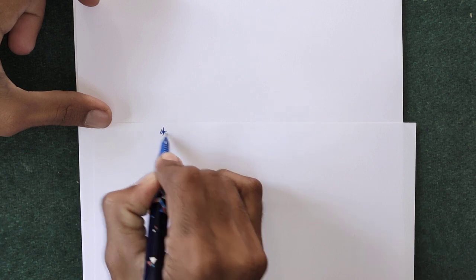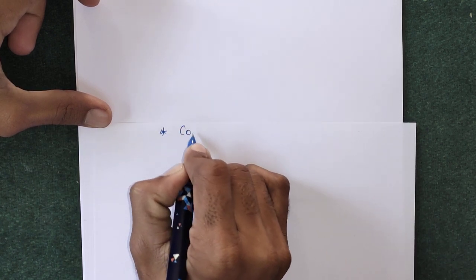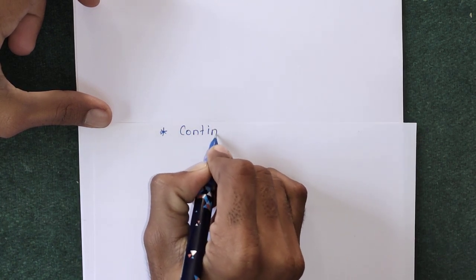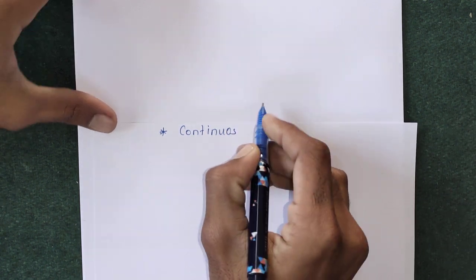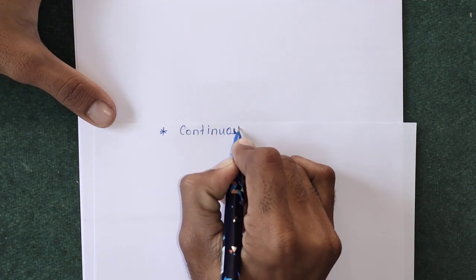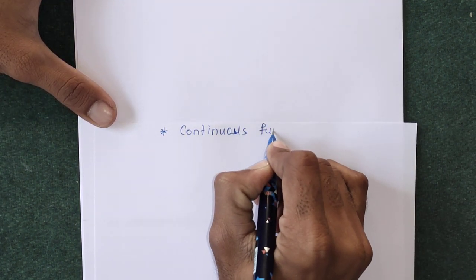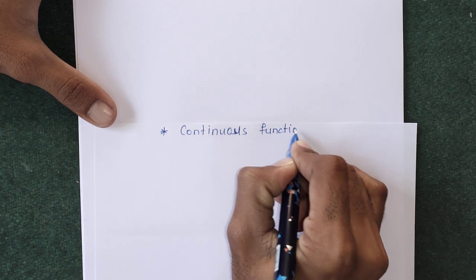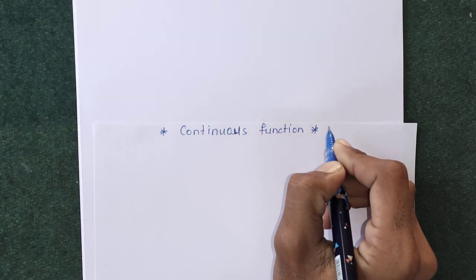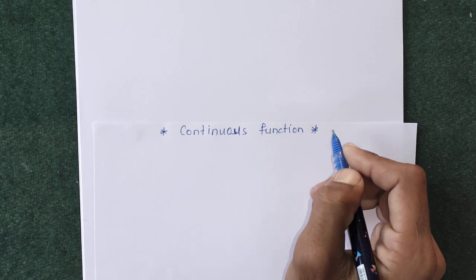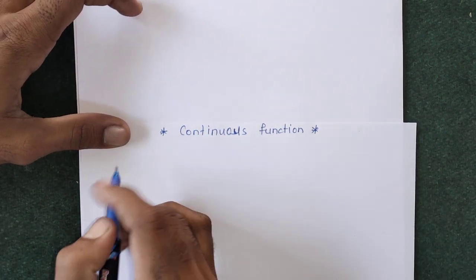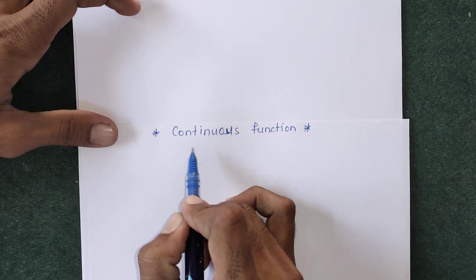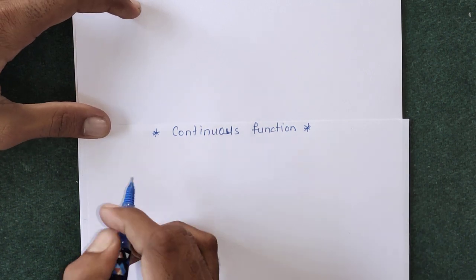So the next chapter is continuous functions. Third chapter of the metric space, continuous function. This is the smallest chapter in this whole syllabus. First of all, in this chapter there is only one point, the definition of continuous function, and some examples on that.